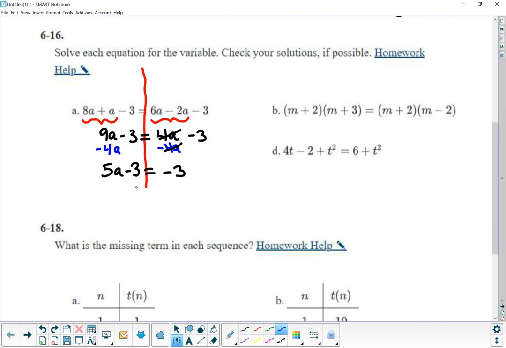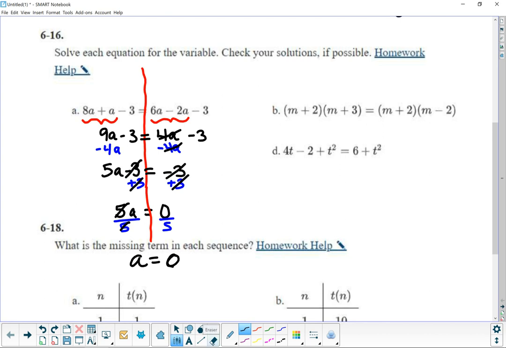Now I need to put my numbers together. So I'm going to have to get rid of the minus 3 first. I'm going to go plus 3. That's the opposite, and that's going to cancel, and it also cancels over here. So I'll be left with 0 over here and 5a over here. I still have to finish this up because on my left side I still have a 5 with a, so I need to divide by 5 to get rid of my 5. So I would have only a left over. So a equals 0 divided by 5, which is 0. Okay, so my final answer is 0.